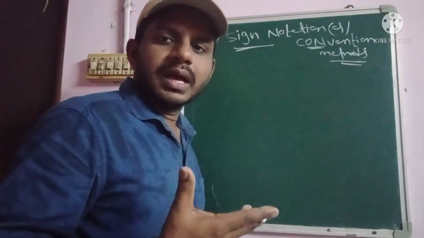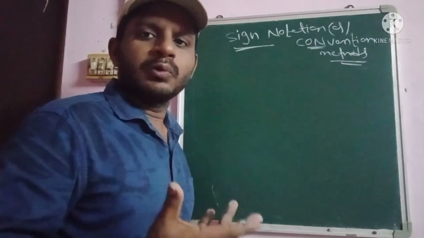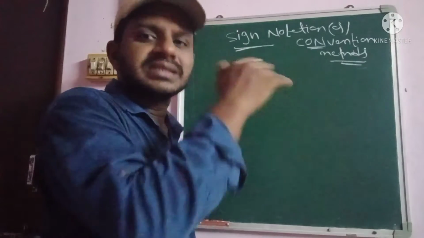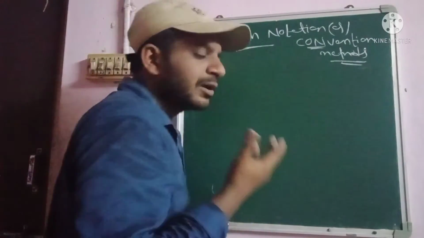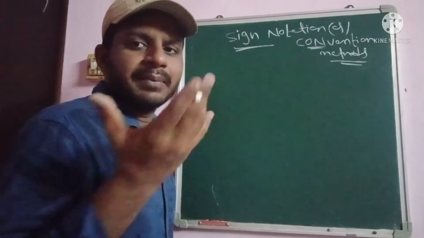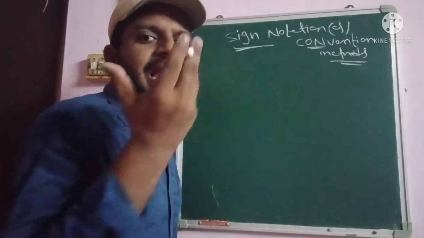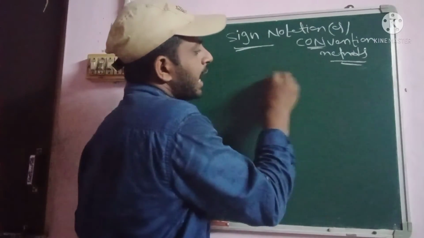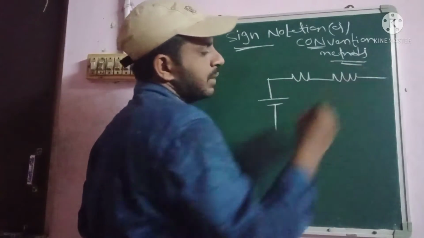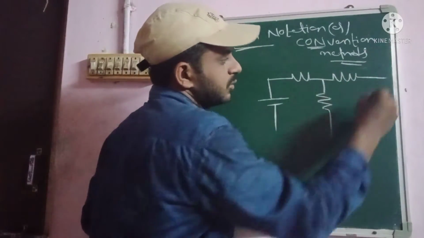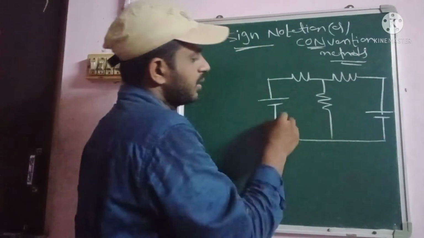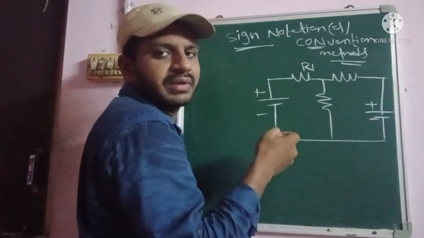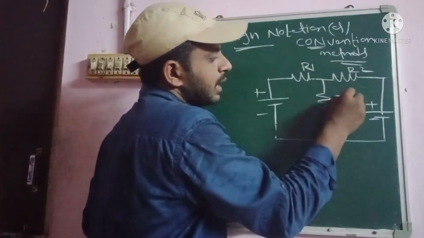Coming to the sign notations of Kirchhoff law, we have to draw one circuit, and from that circuit represent all the sign notations. The circuit may contain both active network elements and passive network elements. Looking at this diagram, these are two batteries, and these are the passive network elements, given as R1, R2 and R3.